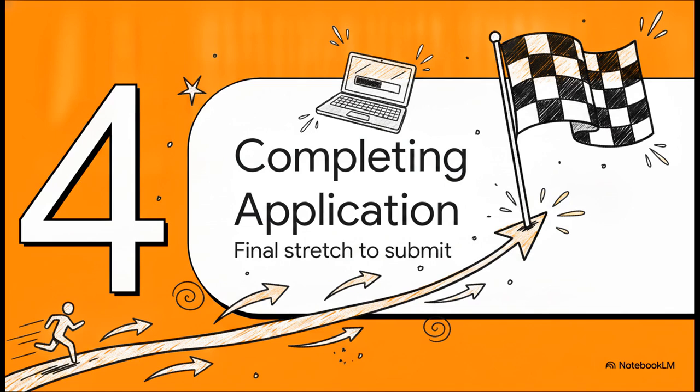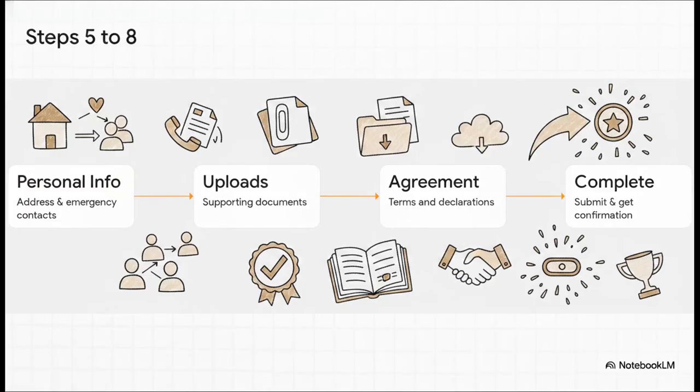Section 4. Completing your application. The final stretch to submission. The momentum is really building now as we head into the second half of the form. The finish line is literally in sight. Step 5 locks in your personal data, like your home address and your emergency contacts. Next, in Step 6, you'll upload your supporting documents. Once those files are successfully in, Step 7 just asks you to read through the declarations and agree to the terms. And that paves the way directly to Step 8, getting to click that highly rewarding Submit button.